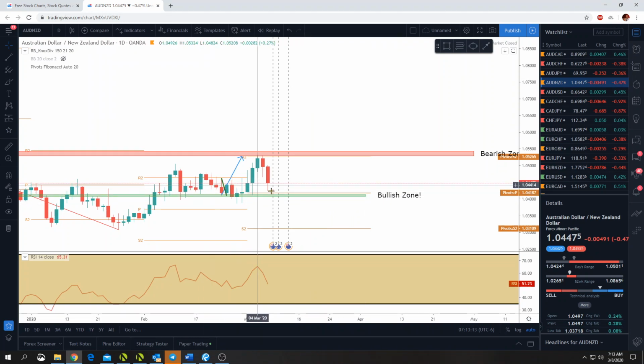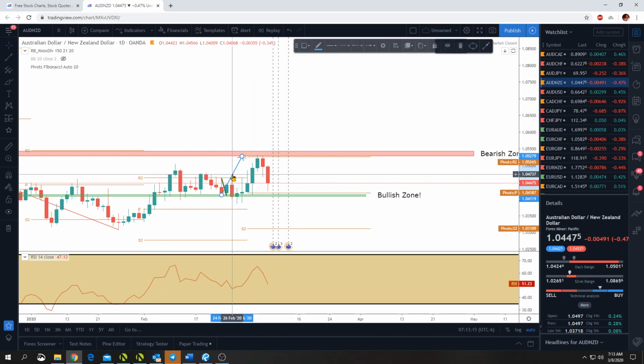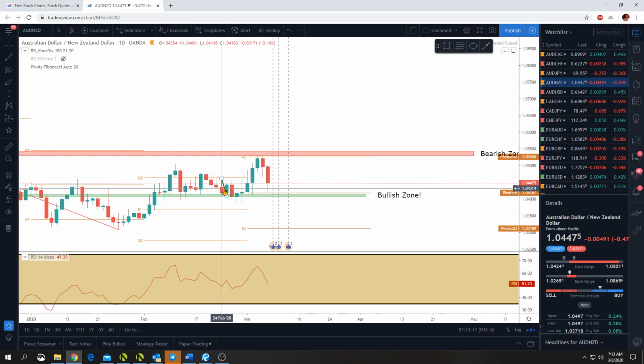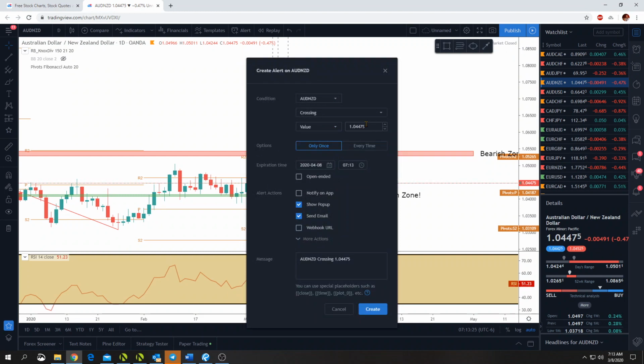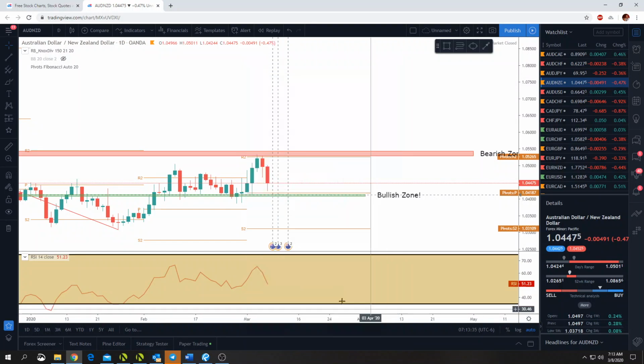So what do we think this pair? I think we're in between these two areas. So I'm going to go ahead and put an alert right here on this support, 0.4122, and see if we can't catch price if it stretches back down here on the support and catch a good buy trade.